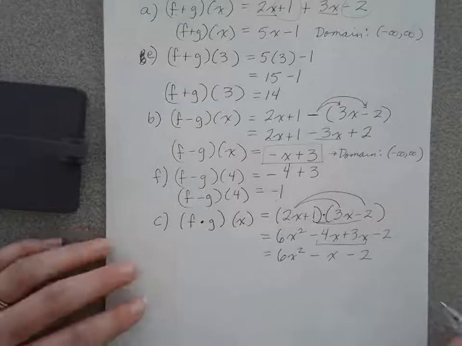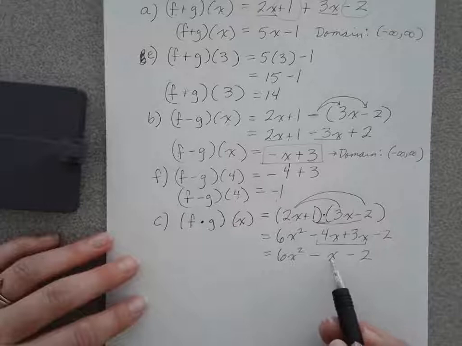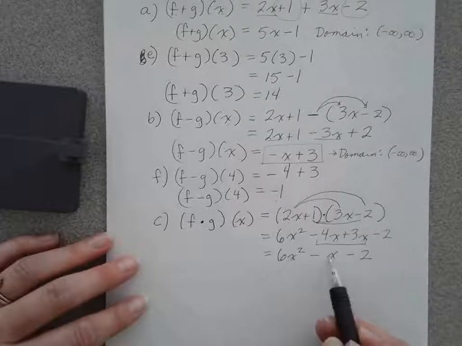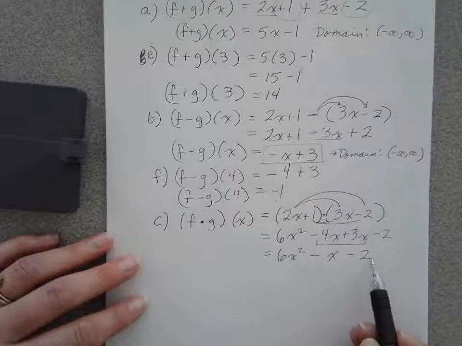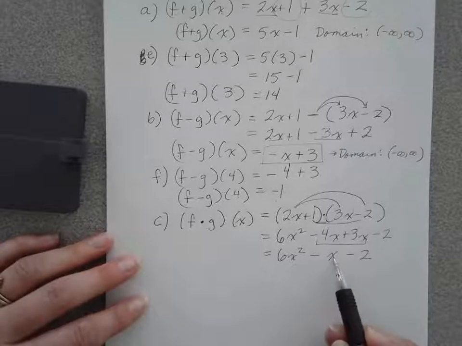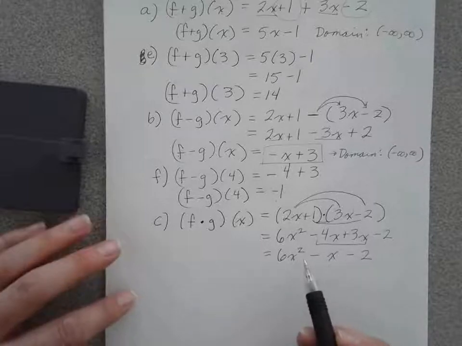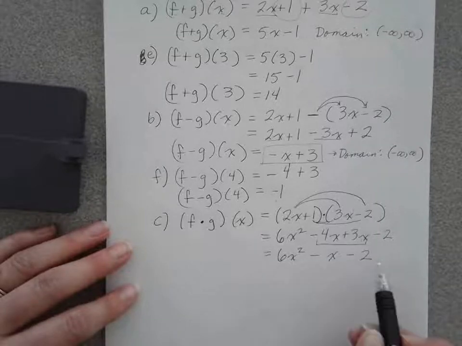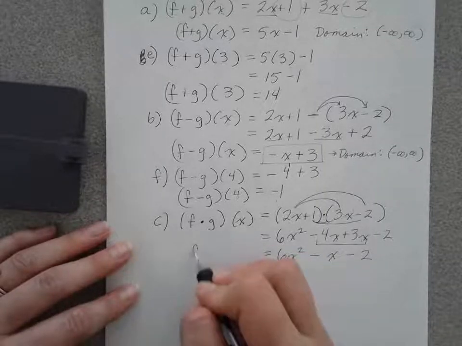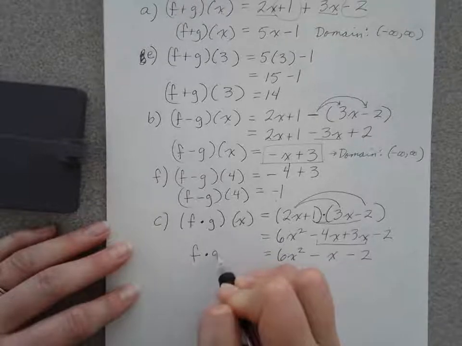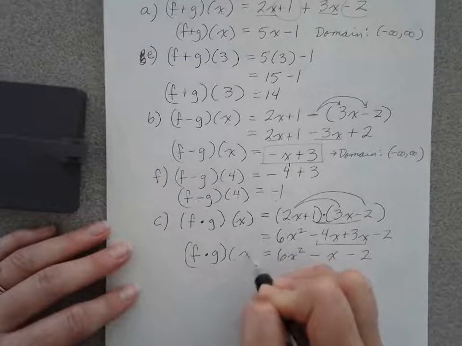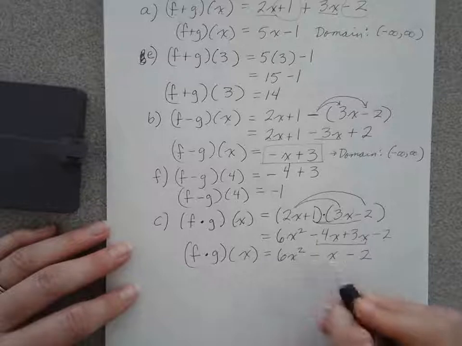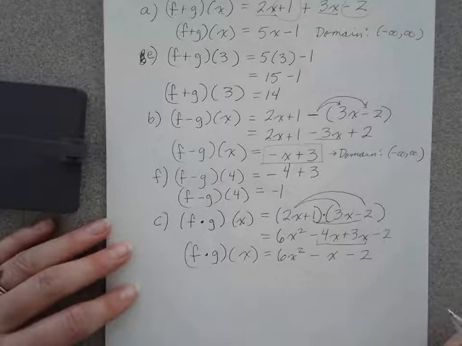Okay, and then minus 2, can I add that to it? Or subtract it? No. So these are all different. They're not like terms because this one has no variable, this one has only an x, and this one has x squared. They cannot be subtracted or added together, so that's your final answer. So f times g of x equals 6x squared minus x minus 2.